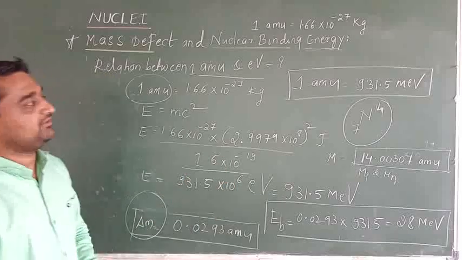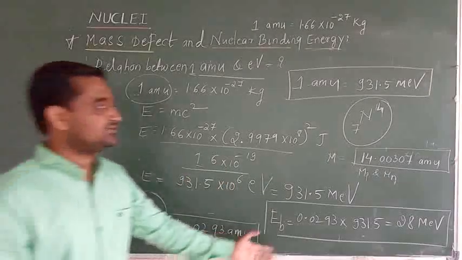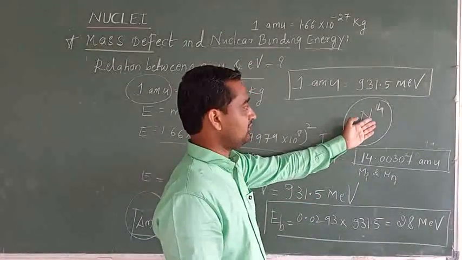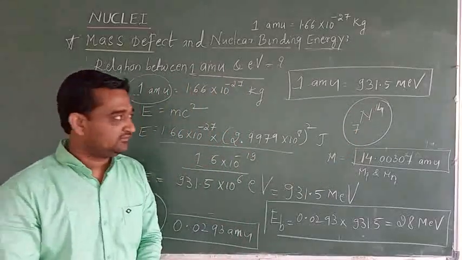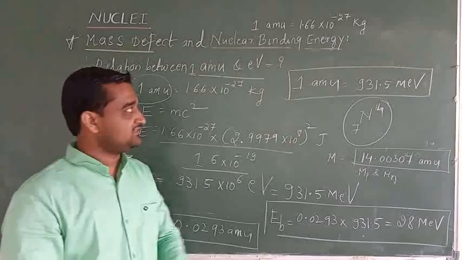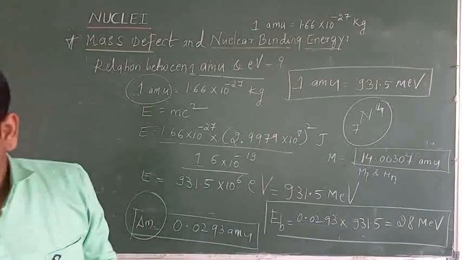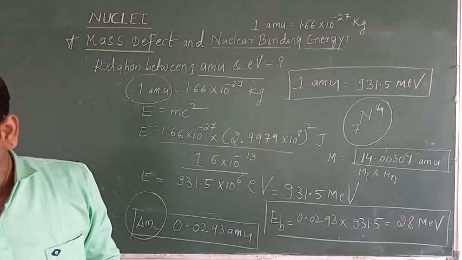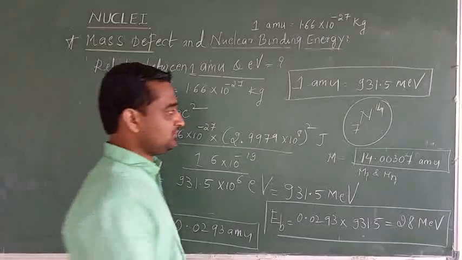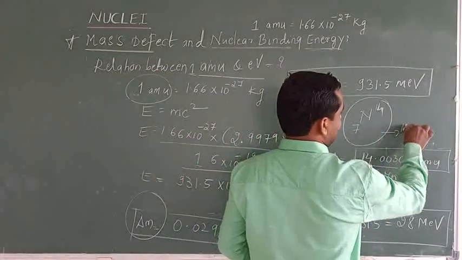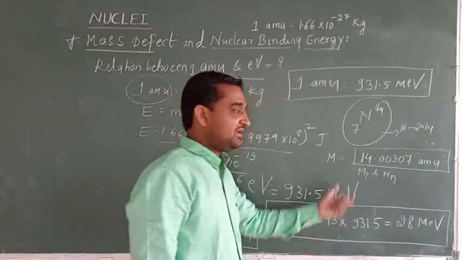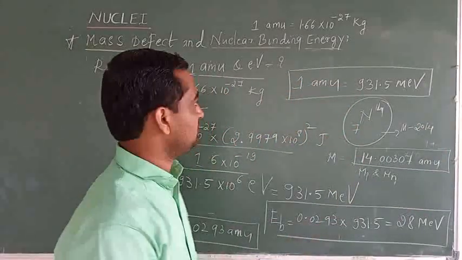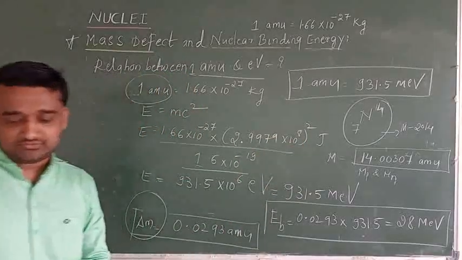So with all these points, we will continue in the next class, and do it as a homework. For N-14, calculate the mass defect and the nuclear binding energy in terms of mega electron volt. And this question was asked in March 2014. In March 2014, they were asked to calculate the mass defect and nuclear binding energy of this nitrogen nucleus. So, okay, thank you so much.